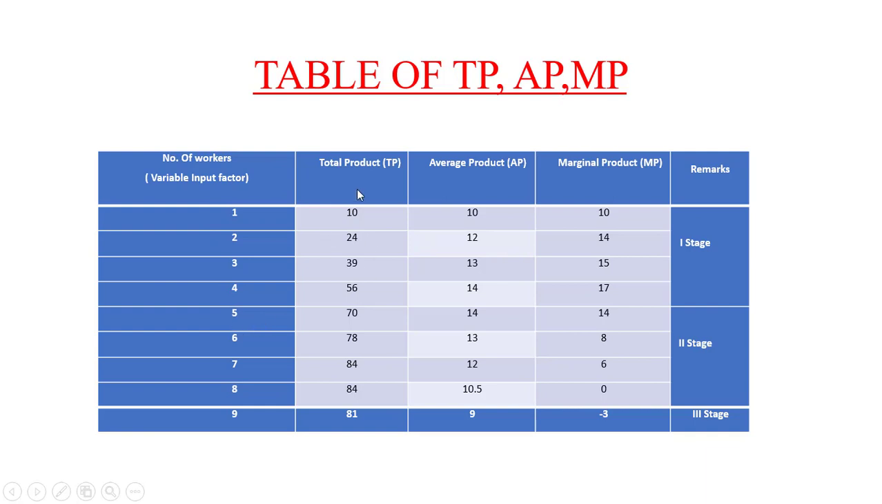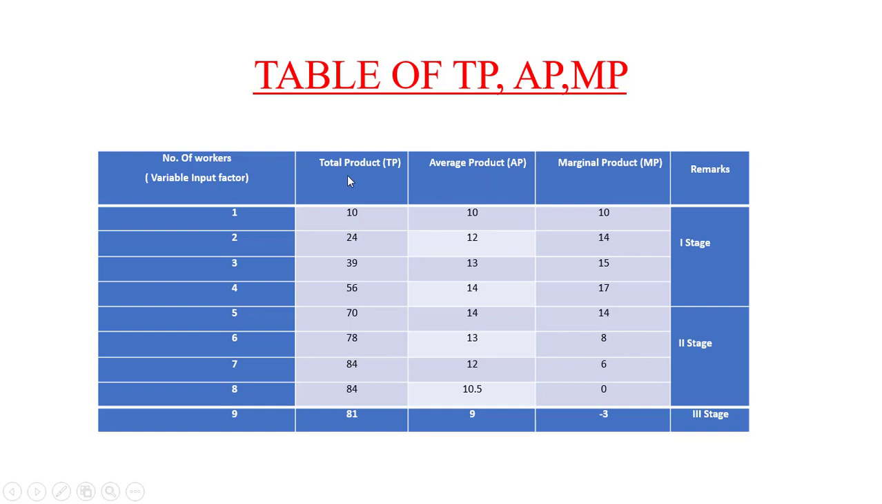Now here how did we get this average product? Average product we got by 24 divided by 2, we are getting here 12. And then 39 divided by 3, we are getting 13. 56 divided by 4, we are getting 14. 70 divided by 5, we are getting 14. So this is the formula for calculating the average product.